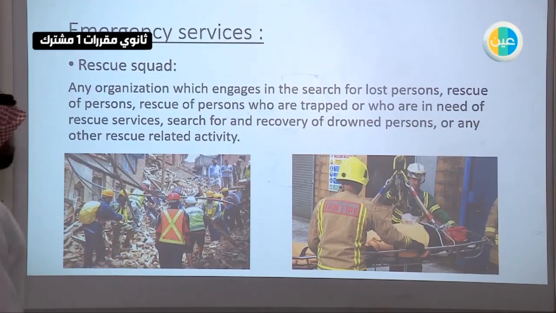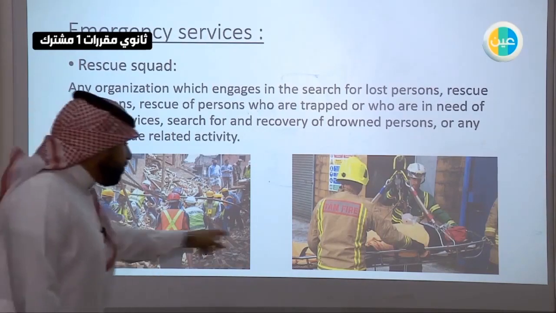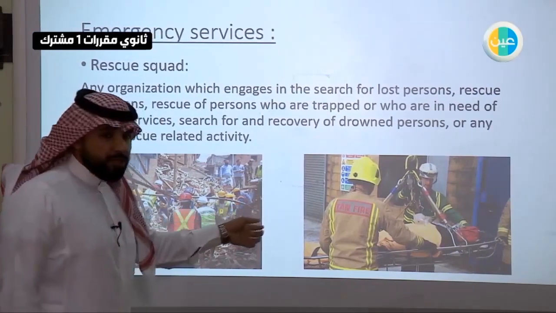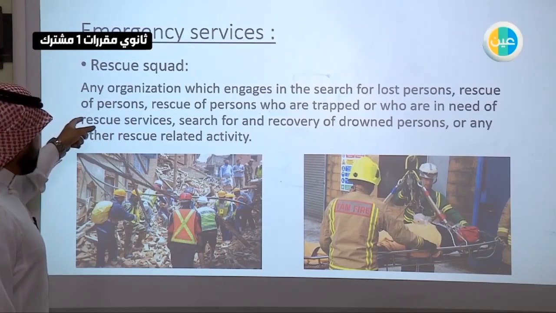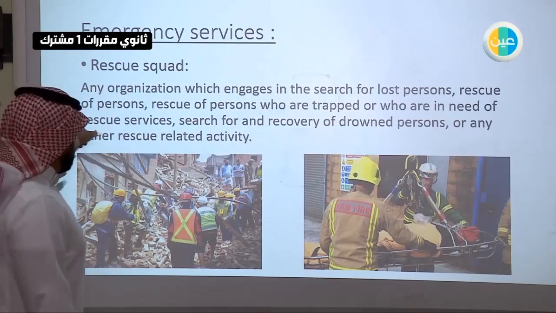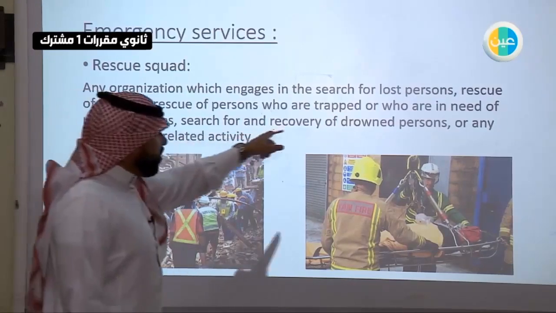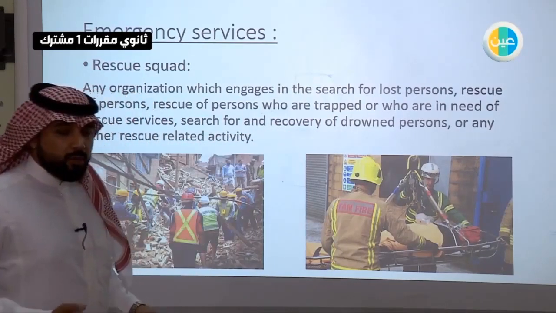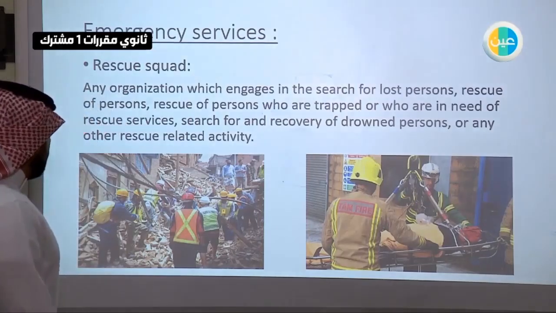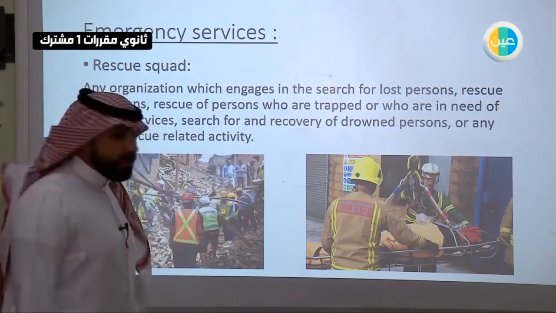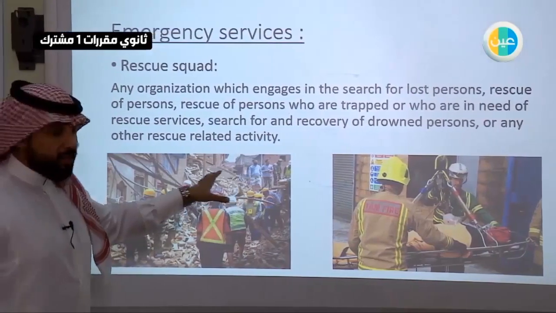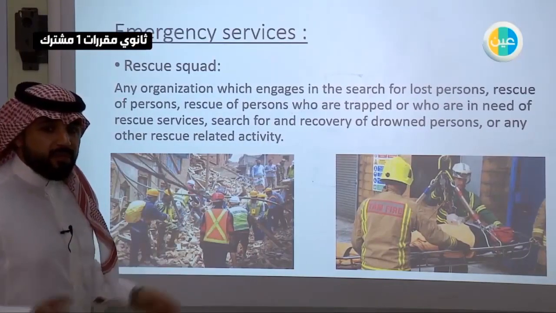Number 3, rescue squad. As you can see from the pictures, it's an organization that helps people when they have any issue. It engages in the search for lost persons and the rescue of persons who are trapped or in need. Anyone who is in need, they will help him or her or them. Drowned persons also, or any other rescue related activity. So it's a variety of rescue, not just one case but many cases.